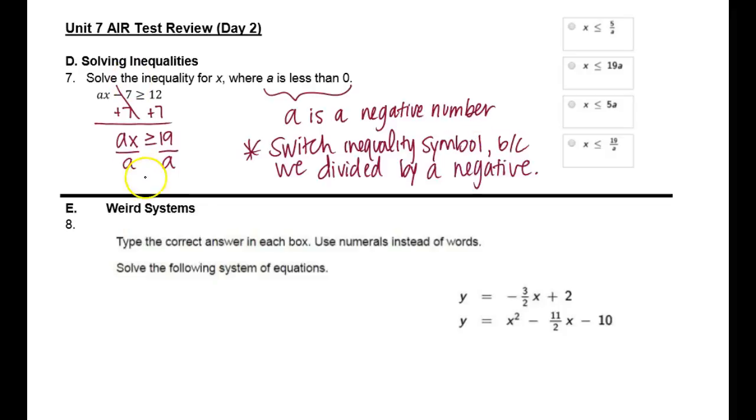So that means our answer is going to be x is less than or equal to 19 divided by a. X is less than or equal to 19 divided by a. So that would be the last option out of those 4 options on the right-hand column.